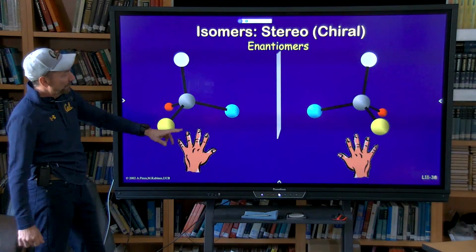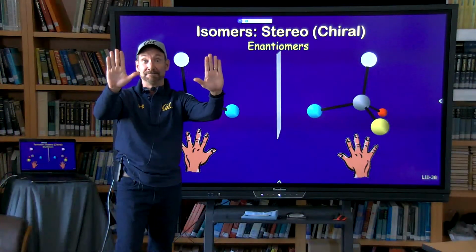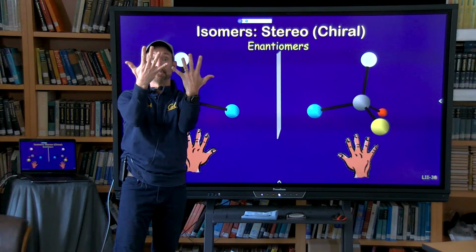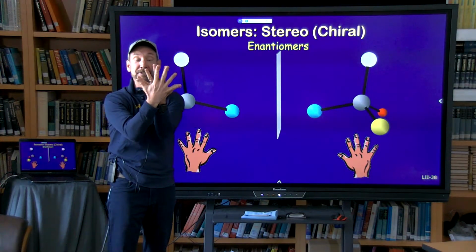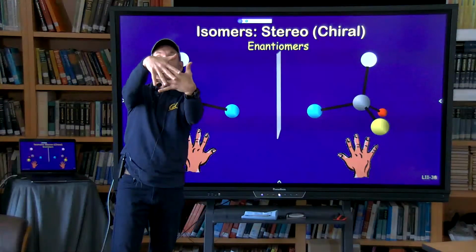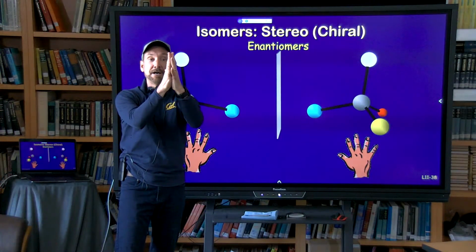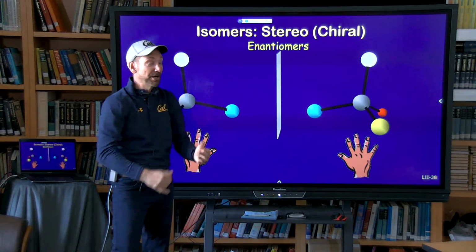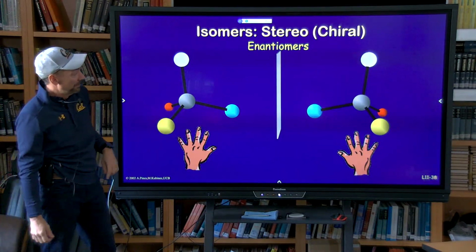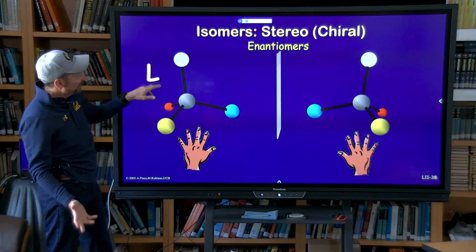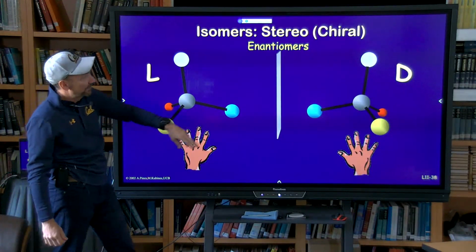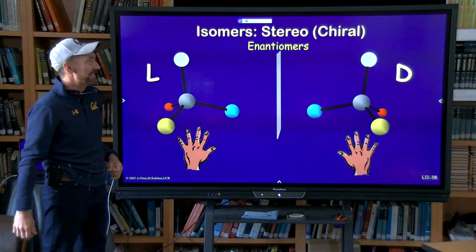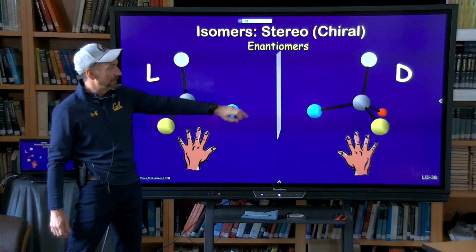We define them like we define your hands. Your hands have this property. They're mirror images of each other, but you cannot overlap your hands exactly. You have to put them opposite side to opposite side, same side to same side. Your hands are chiral. So we define them like we define hands. We give a left and a right, the Latin word for right, L and D, levorotatory and dextrorotatory.